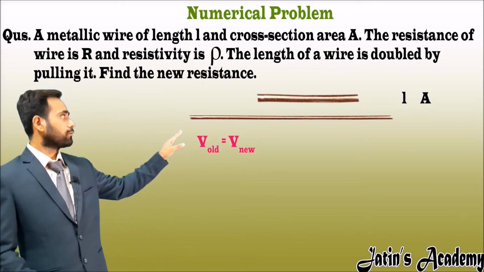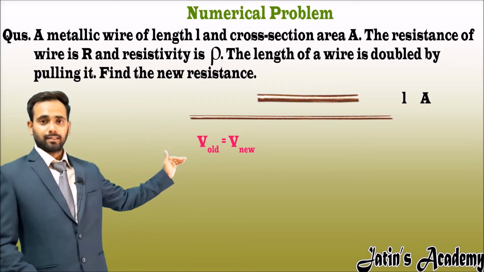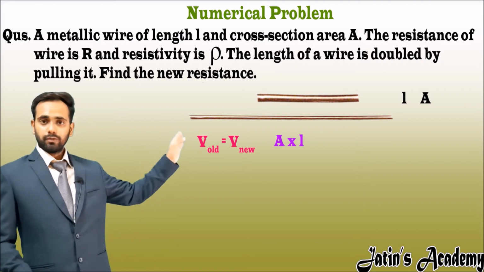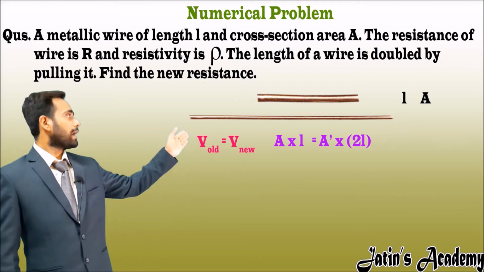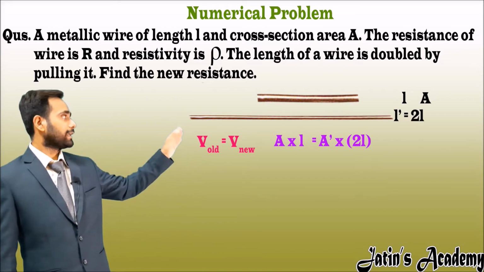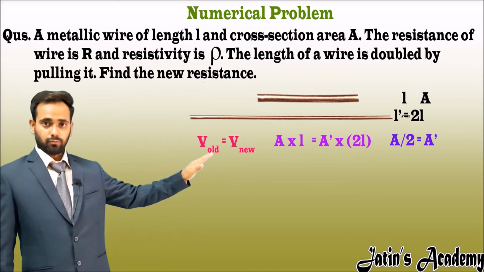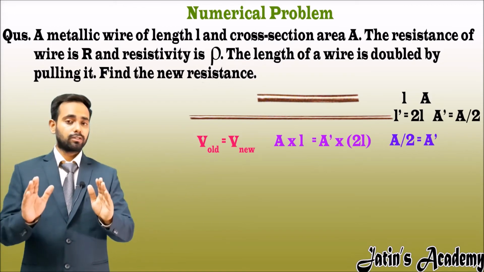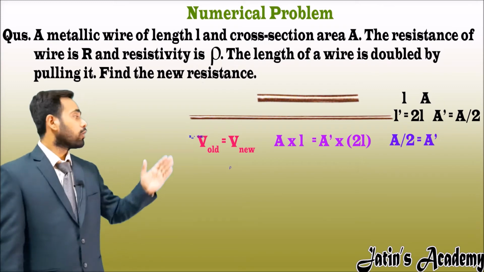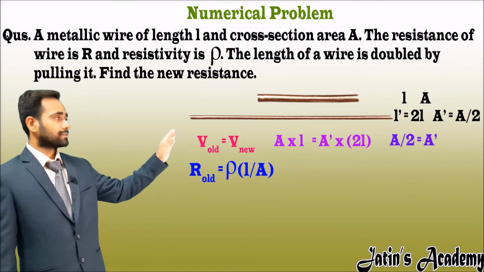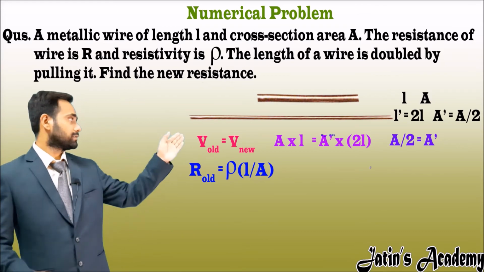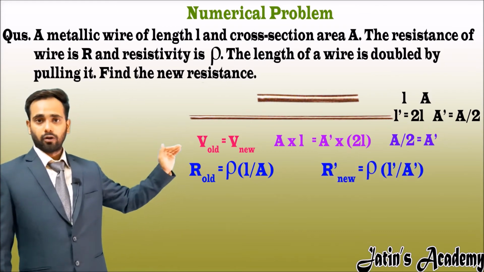Now what is the volume of the old wire? Old wire volume is nothing but area into length, and the new wire has new area A dash into L dash. Here L dash is nothing but 2L, so we get A dash is A by 2. Now we have to calculate the new resistance, that is R dash. First see the old resistance: R equals rho L upon A, and the new resistance R dash equals rho L dash upon A dash.